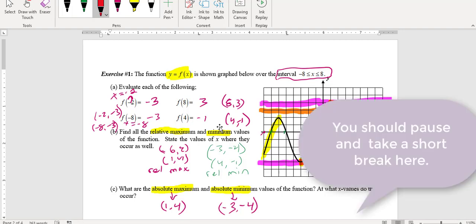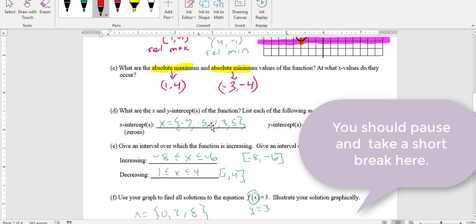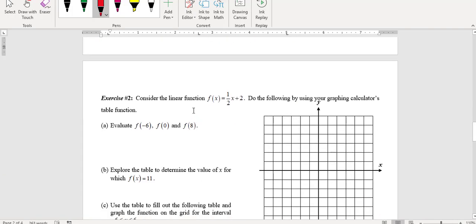So let's take a look at exercise 2. Here we have a linear function, f of x equals 1/2 x plus 2, and we want to do the following by using your graphing calculator's table function. You can either use your graphing calculator or you could use Desmos. This is asking us for f of -6, f of 0, and f of 8. Once again, we'll recall that these are actually x values, and they're asking us for y values.